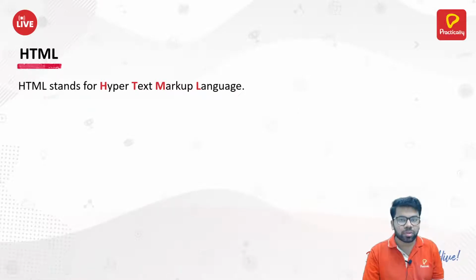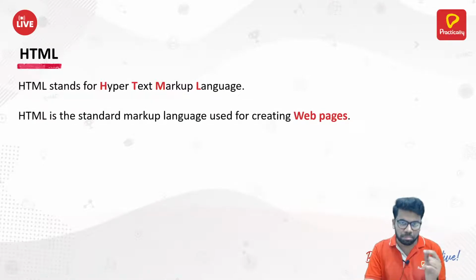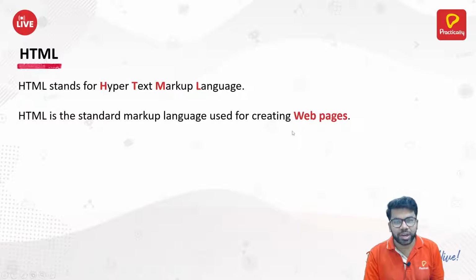So, first of all, what is HTML? HTML is a scripting language. Using this we can embed our content, like text, images, audio, video, on web pages. Using HTML we can create web pages. HTML is Hypertext Markup Language. Using HTML we can create various types of HTML pages. HTML is a standard markup language which is used for creating web pages.